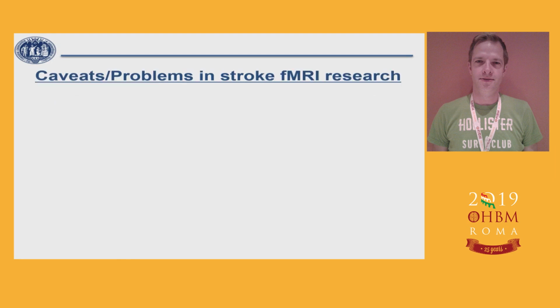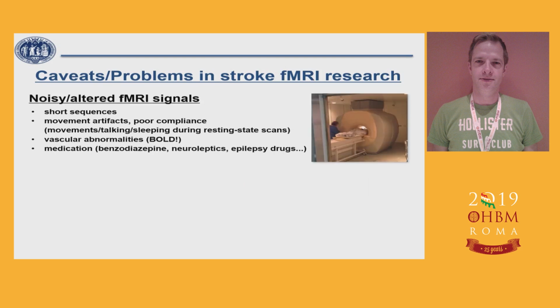My last slide is devoted to some caveats and problems which I think are inherent to the data, especially if you investigate patients, and here I especially focused on stroke research. One problem which we frequently encounter is the noisy or altered fMRI signal. There are many reasons for that in the patient population and especially in stroke patients. Not only do we not have much time to assess a high number of volumes, because patients, especially in the acute phase, cannot be put into the scanner for several hours, or not even for an hour, because they are severely impaired.